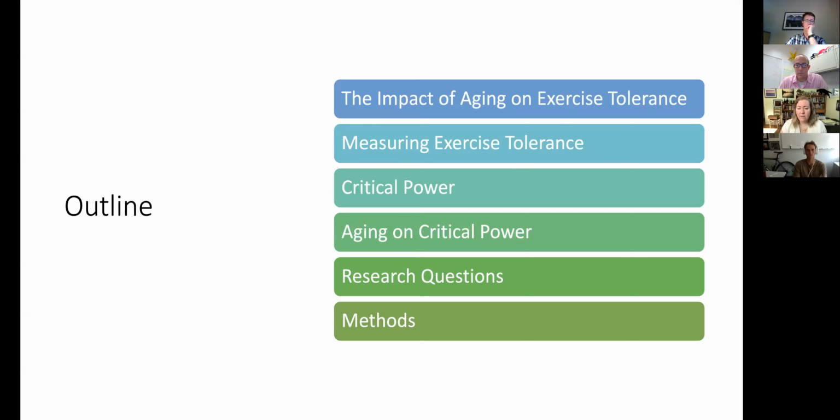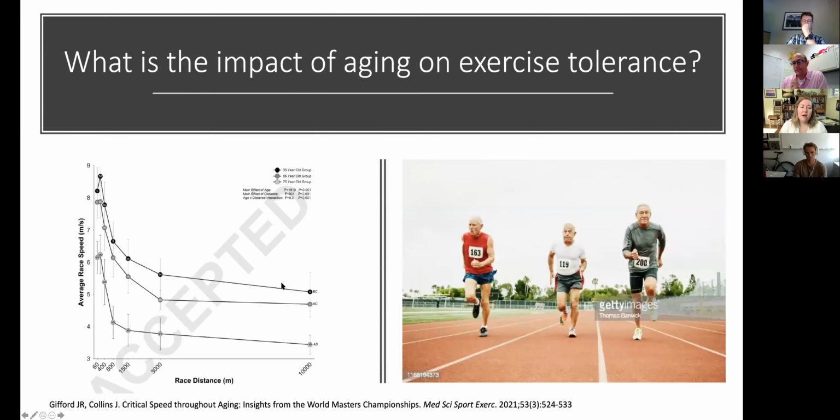This is one of the ways that you can measure exercise tolerance. And then we'll talk about how aging affects critical power. And after that, we'll go into my research questions and my methods. So to start off, what is the impact of aging on exercise tolerance?